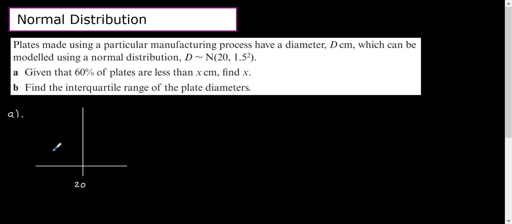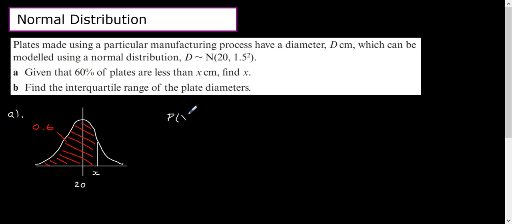So let's put in our mean, 20 again. There's our normal distribution curve. 60% of the plates are less than x. So where are we going to place our x value? It's going to go over here to the right, because the area that we've been given is bigger than a half. Here it is, shaded in, 0.6, 60%, which means that here is my x value. It's bigger than 0.5, so from the left up, it goes past the mean, and that's where x is.